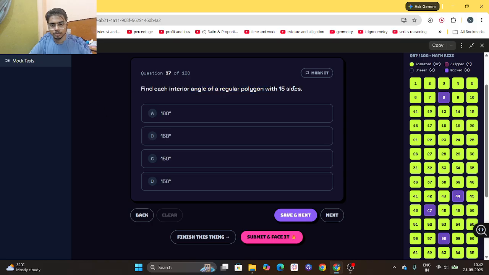Find each interior angle of a regular polygon with 15 sides. Okay, 15 sides, so use the formula for each interior angle of a regular polygon: (n minus 2) into 180 upon n.